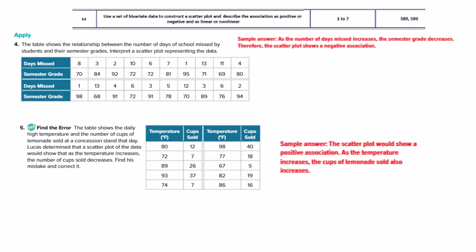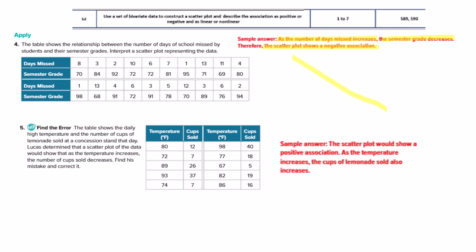Going to question 4. When you plot this data, you should come up with a graph, and it should be as the number of days missed increases, the semester grade decreases. Therefore, the scatter plot should show a negative association. So a negative association should be coming this way.